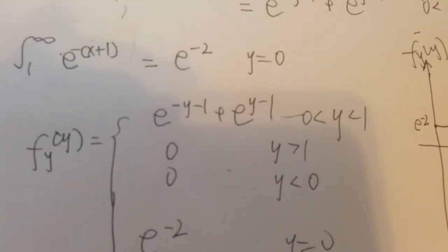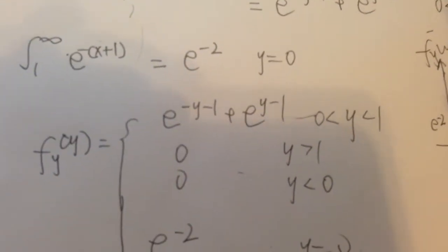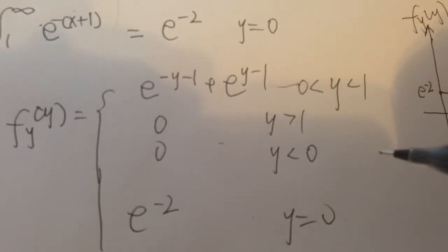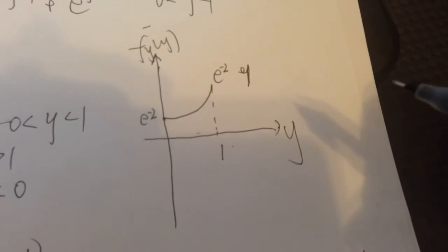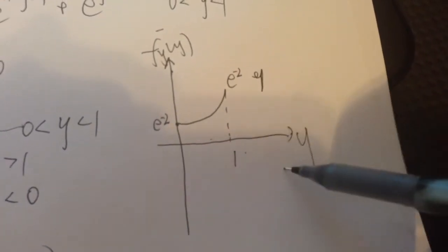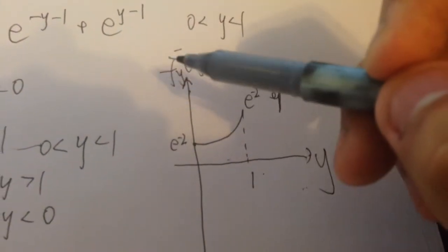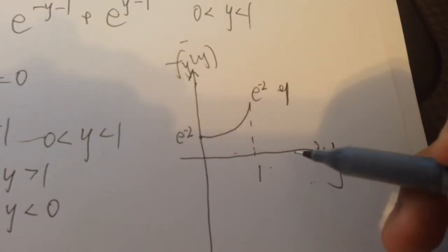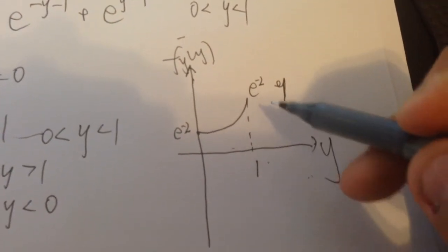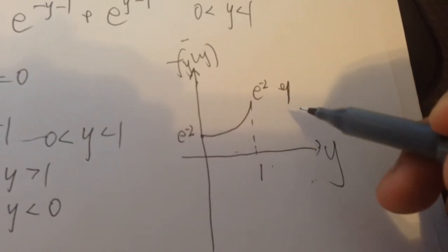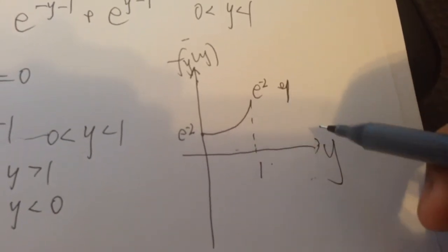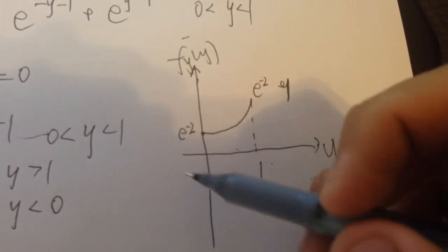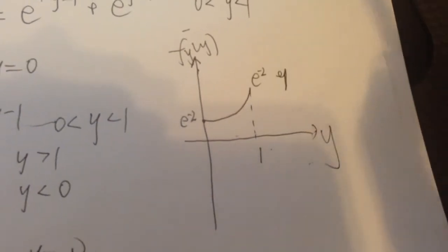So the format of the little f(y) of y is like this. And then we can graph it. We can draw it like this. Here is y. Here is little f(y) of y. When y is 1, little f(y) of y is e to the negative 2 plus 1. When y is 0, little f(y) of y is e to the negative 2.